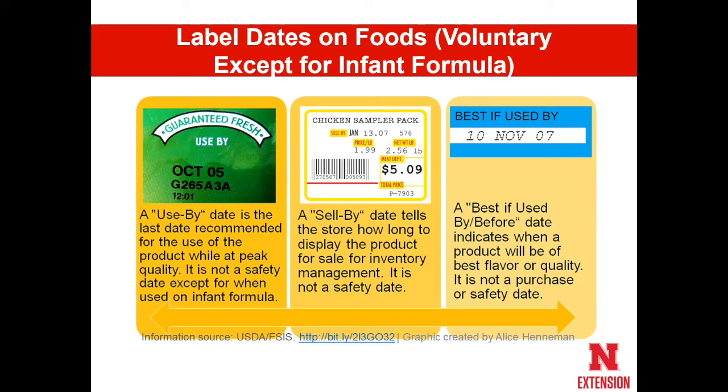Another example of food labeling relates to grocery stores. The sell-by date is the date that grocery stores will have to pull those foods from the display, so it's no longer available for sale in the market. And best if used by indicates, again, the best quality; it's more of a flavor and quality issue. It's not a purchase safety date.